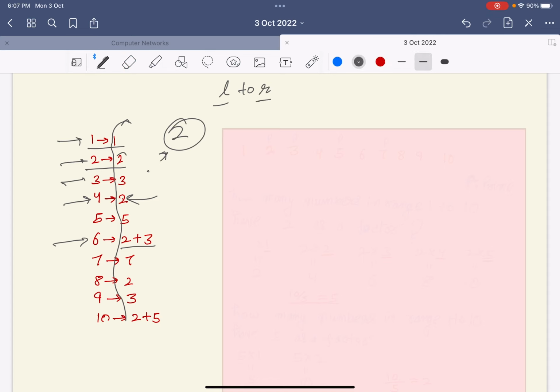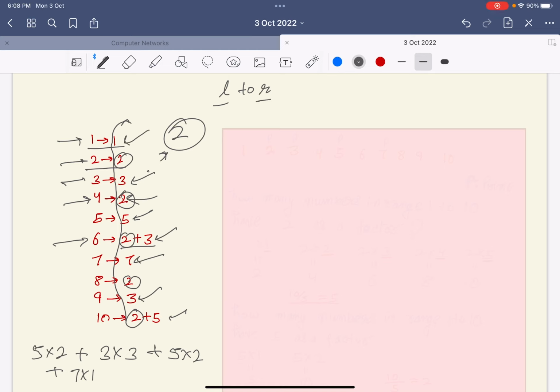Here 2 is appearing 1, 2, 3, 4 and 5 times. So 2 is appearing 5 times, so I'll add 2 five times, plus 3 is appearing 1, 2, 3, that is 3 times, so I'll add 3 three times. 5 is appearing 2 times, so 5 times 2, plus 7 is appearing 1 time only, so 7 times 1, and 1 is appearing 1 time, so plus 1 times 1. So this will be my answer.